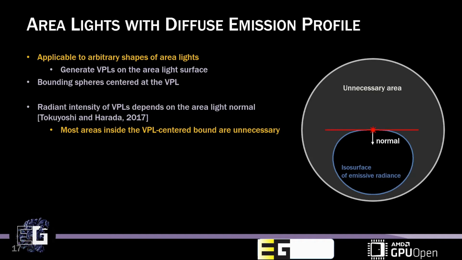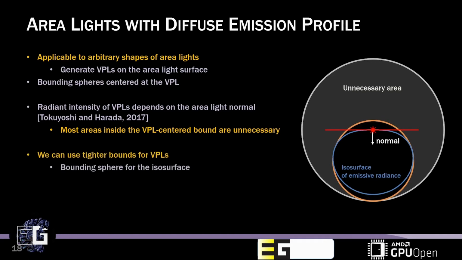However, the radiant intensity of VPLs depends on the area light normal. The iso-surface of the radiance emitted from the VPL is shown as a blue shape in this figure, which is derived from the existing paper. So, considering the bounding sphere centered at the VPL, most areas inside it are not necessary. Therefore, we can use tighter bounds for VPLs for simplicity here.